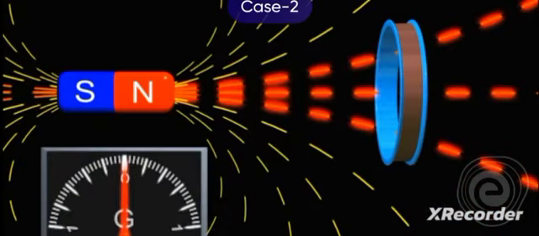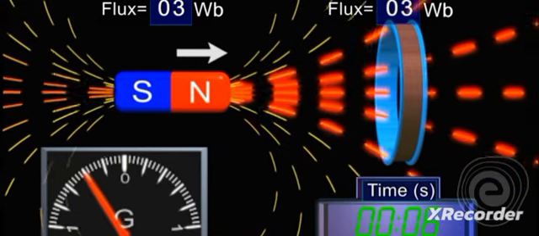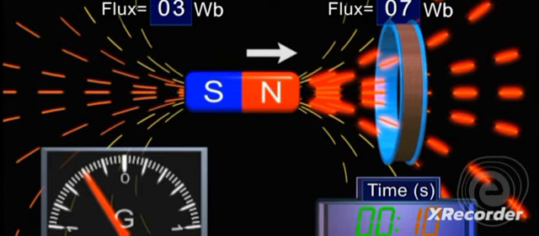Case 2. Again, we take the magnet to the initial position such that the flux linked is 3 Weber. But now, in 10 seconds, we move the magnet towards the coil such that the flux linked is 7 Weber. Thus, in these 10 seconds, the change in the flux is from 3 Weber to 7 Weber, and that is 4 Weber. And the induced EMF is 0.4 volts. This corresponds to a deflection of 10 divisions in the galvanometer.